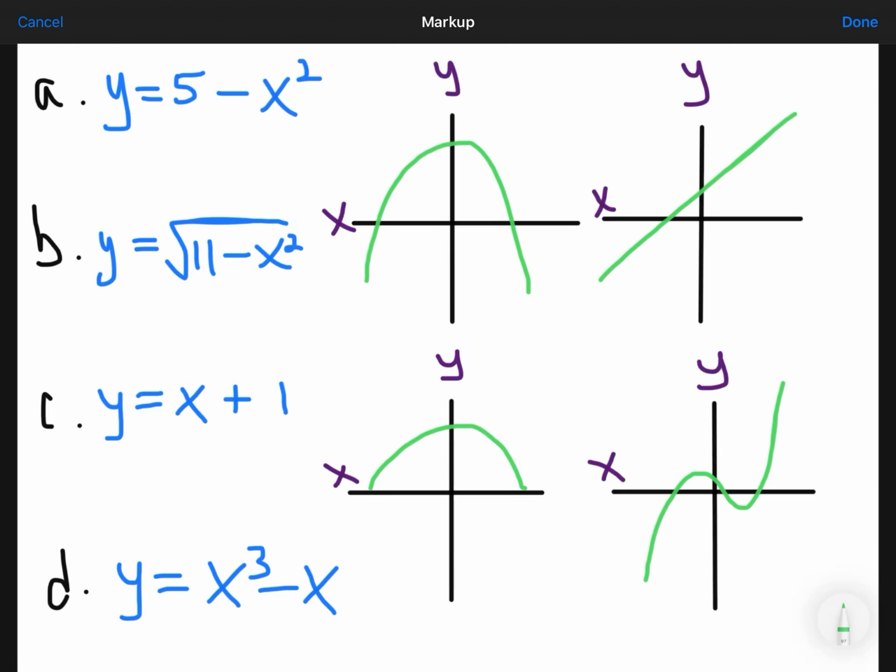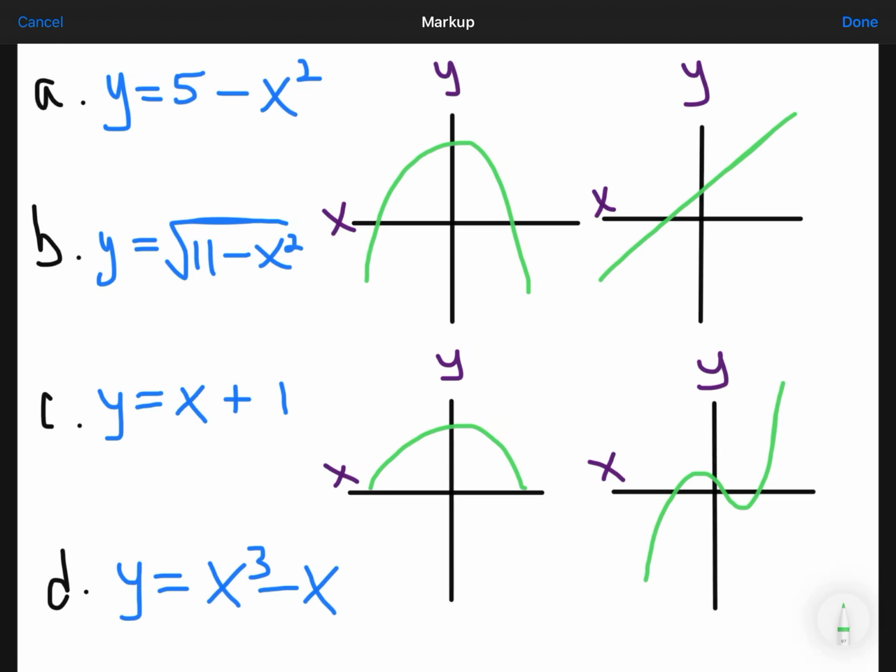Today we're going to be matching the graph with the equation. So here we have four different equations and we've got four graphs that are estimated. They're not perfectly drawn. But what we're practicing today is just matching, being able to recognize the equation and kind of picture what that equation or that graph would look like based on the equation. So we're going to start with A.